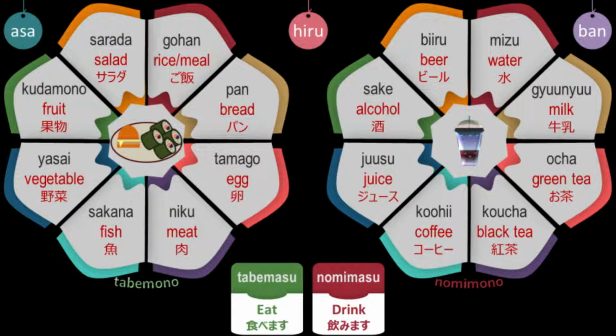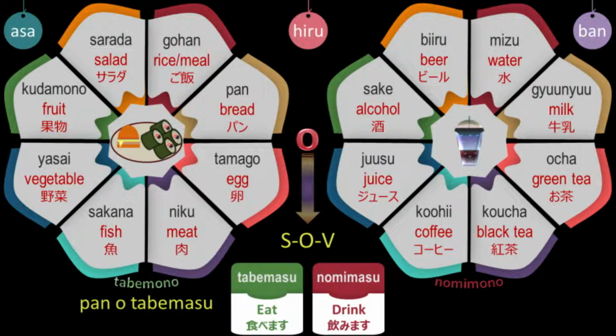Next, let me go to the particle o, which indicates the object of a verb. Unlike English, the word order in Japanese is subject, object, verb. Let me give you some examples. Pan means bread and tabemasu means to eat. Now, to say I eat bread, in Japanese, it will be watashi wa pan o tabemasu. Here the particle o is placed in between the object and the verb.